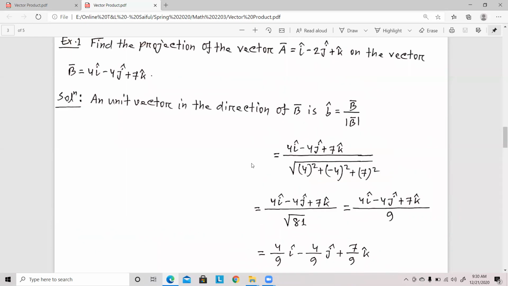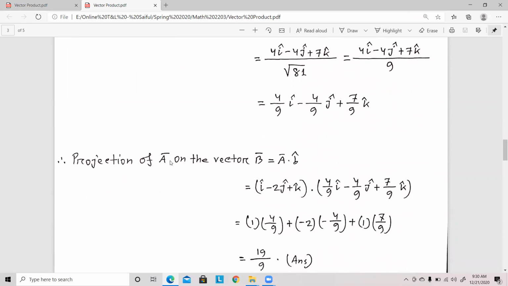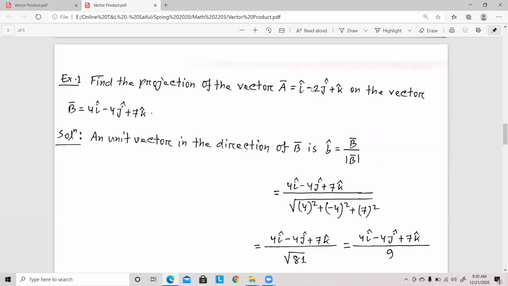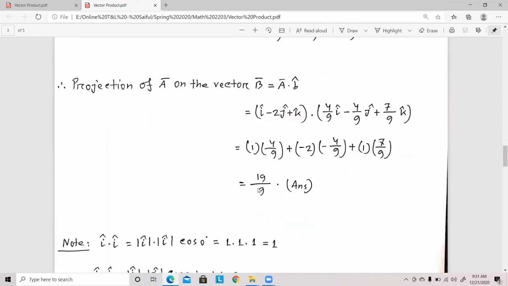So the projection of the vector A on the vector B will be the product of the vector A and the unit vector B cap. This projection of vector A on the vector B is A vector dot unit vector of B vector. So A vector in the question is given as i minus 2j plus k, and the unit vector B cap is this. And after simplification, we get 19 by 9.